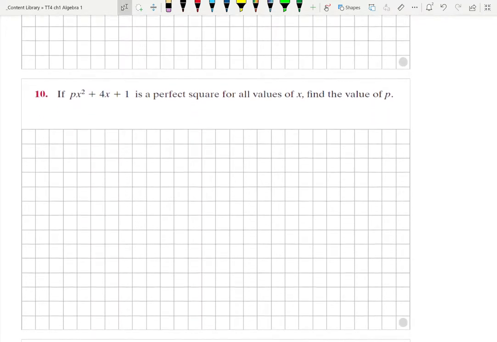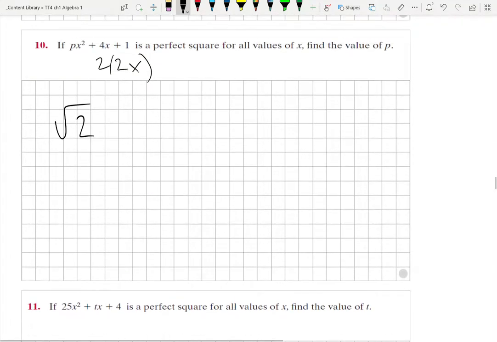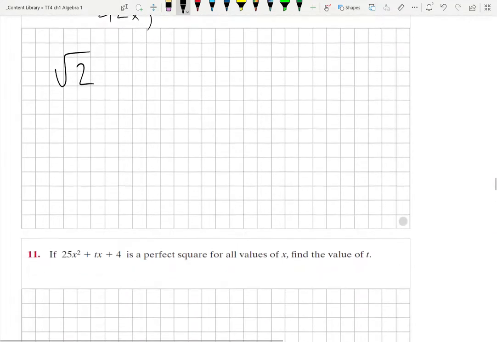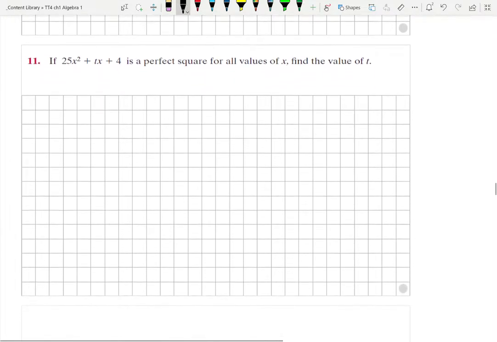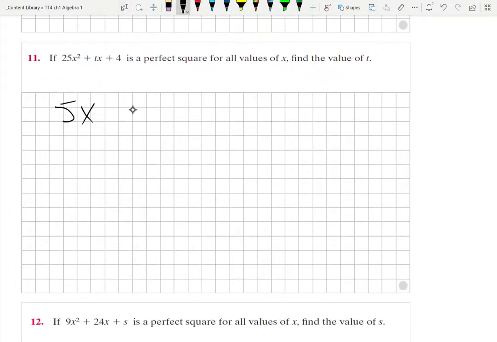So for this to be a perfect square, this was 2 times 2x. Which is quite tricky. That means the square root of 2 is what p is. That was nasty. And I presume it says p can be any value, including irrational. So this is fine. You've got 5x and 2 to be squared. So 2 5s is 10 and double is 20. So t is 20.